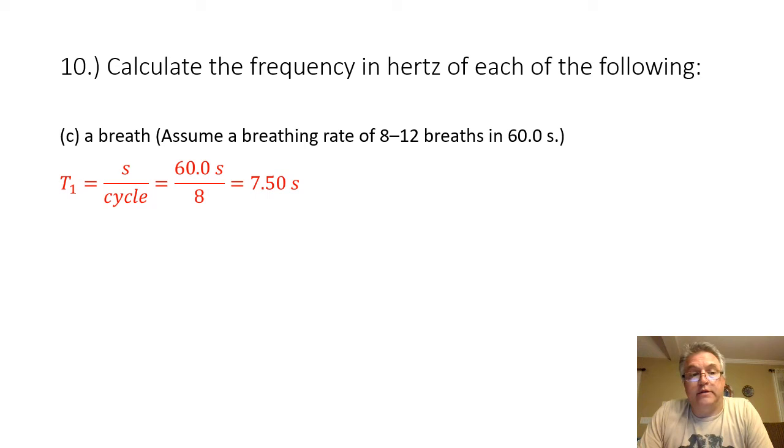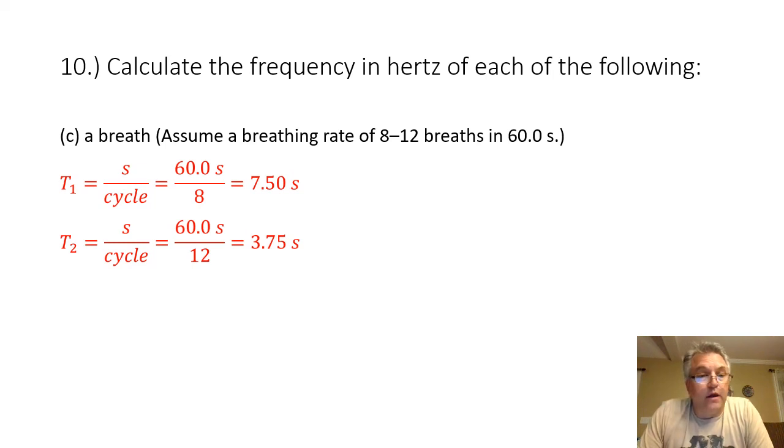7.50 seconds. For the upper range of my breath is going to be 12 breaths in 60 seconds. So again, my time period has remained the same at 60 seconds, but now I have 12 cycles within those 60 seconds. 60 seconds divided by 12 is going to give me a period for the upper range of 3.75 seconds.